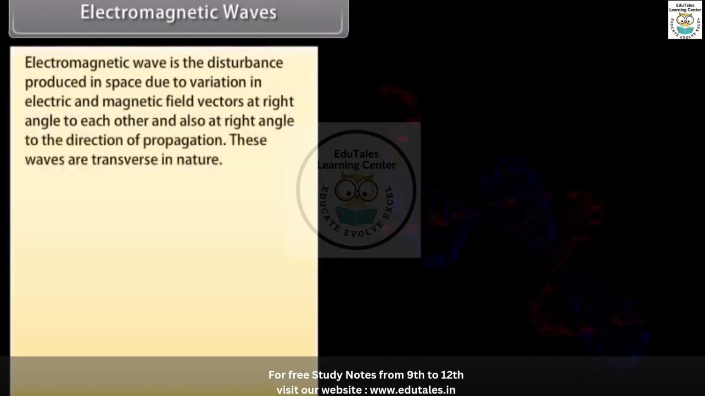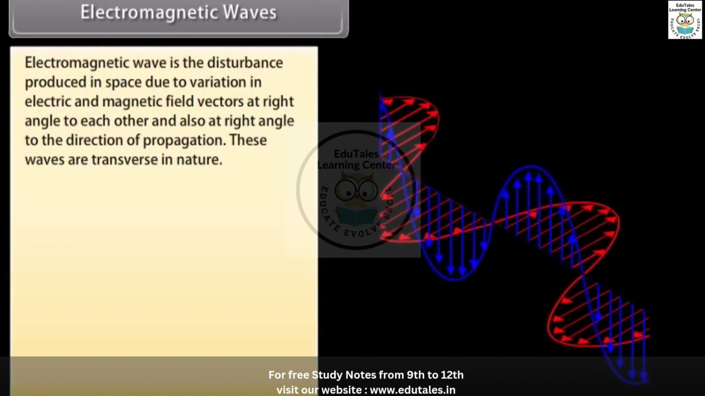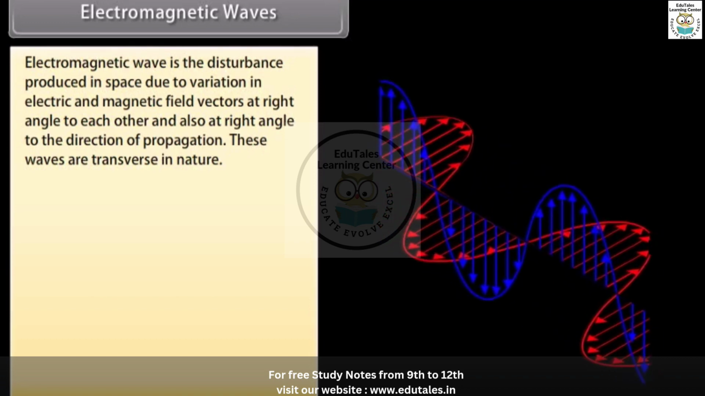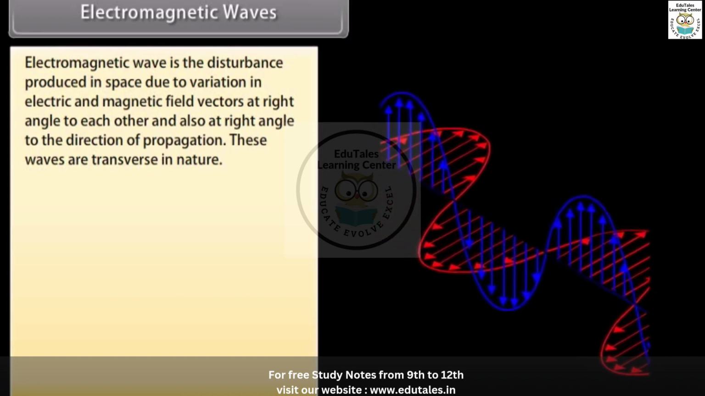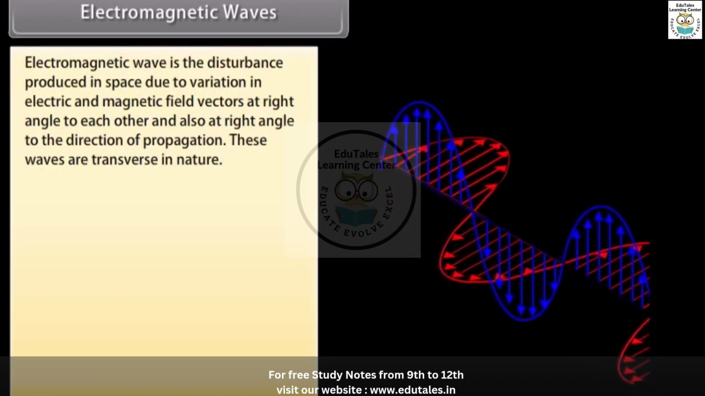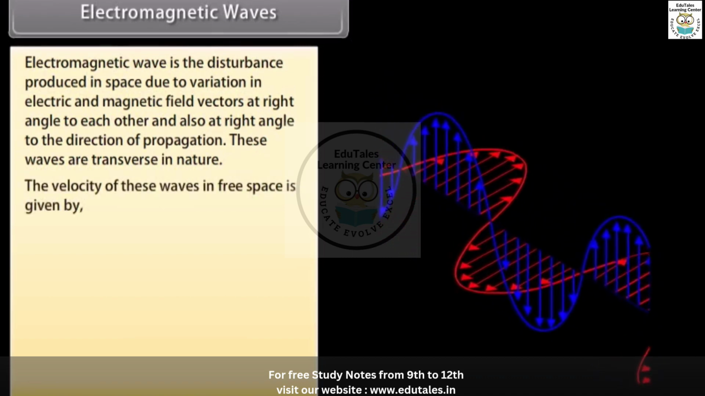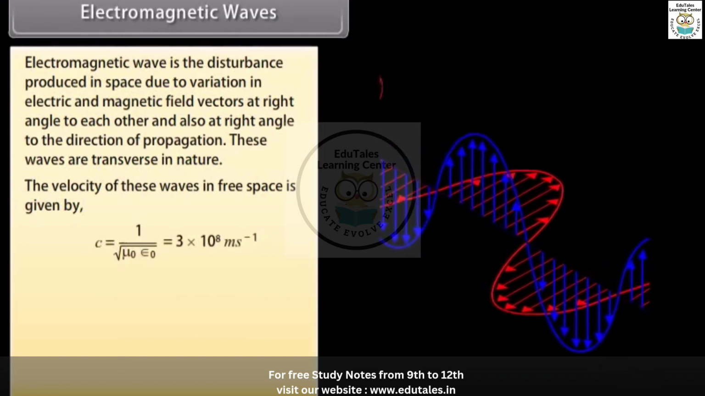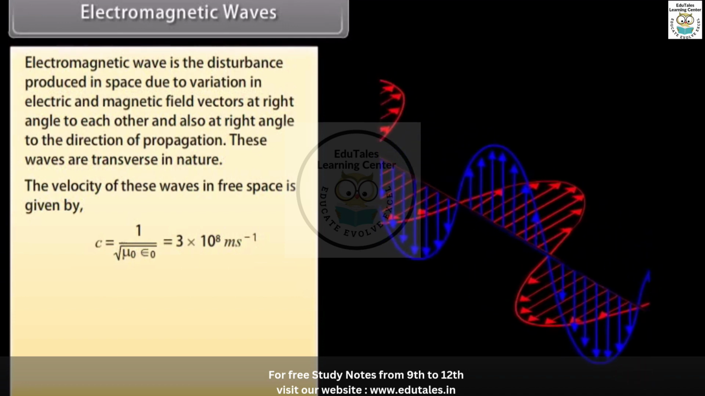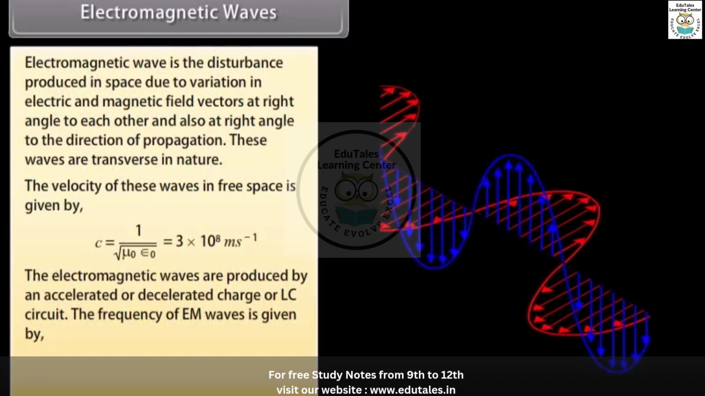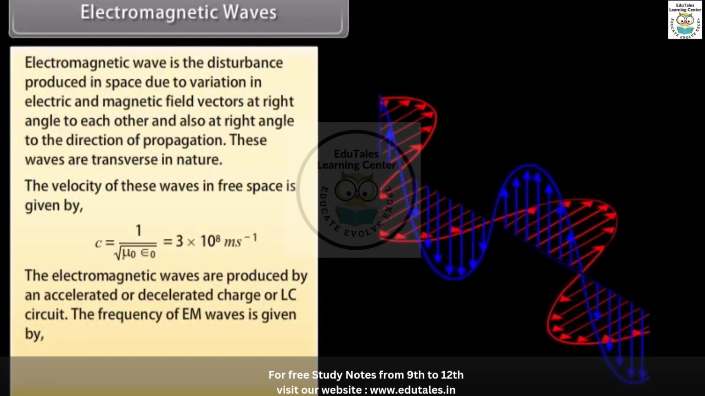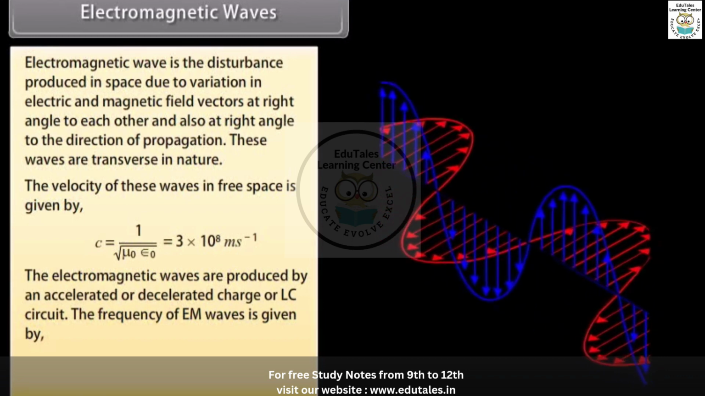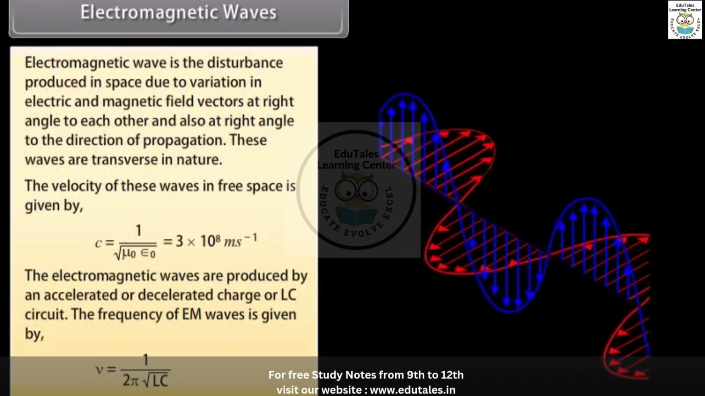Electromagnetic waves. An electromagnetic wave is the disturbance produced in space due to variation in electric and magnetic field vectors at right angle to each other and also at right angle to the direction of propagation. These waves are transverse in nature. The velocity of these waves in free space is equal to the velocity of light, which is equal to 3 into 10 raised to the power 8 meter per second. Electromagnetic waves are produced by an accelerated or decelerated charge of an LC circuit. The frequency of EM waves is given by 1 upon 2 pi under root LC.